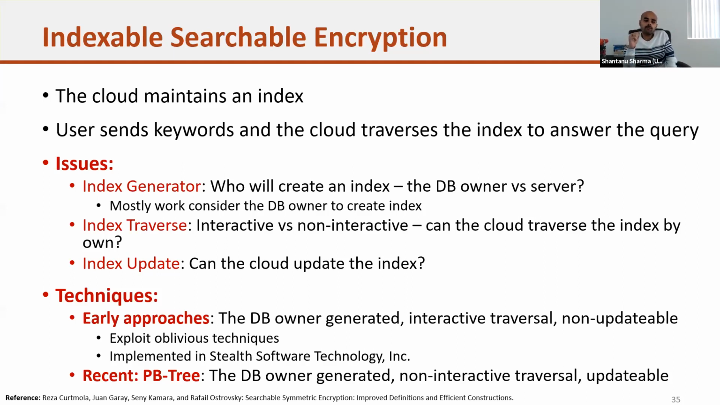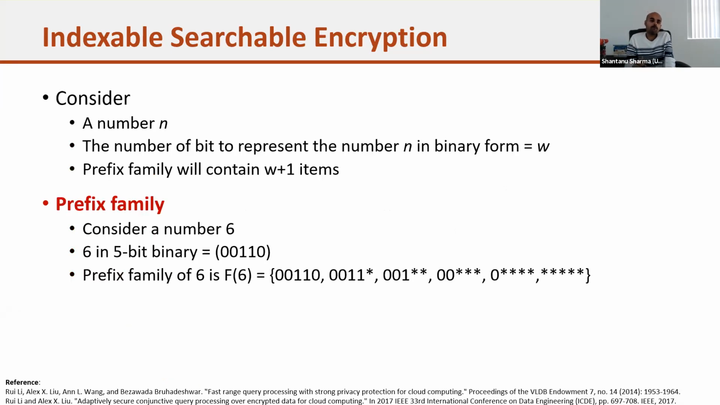But now there are some new mechanisms where there is no need to interactively traverse the index. The cloud can also traverse the index. But both techniques suffer from one issue: the cloud cannot update the index, and the cloud cannot create the index. So every time the user needs to create the index, and update is not possible on the encrypted index. Our focus is on the new part, how the cloud can traverse the index. So we will focus on a new technique called PB tree.